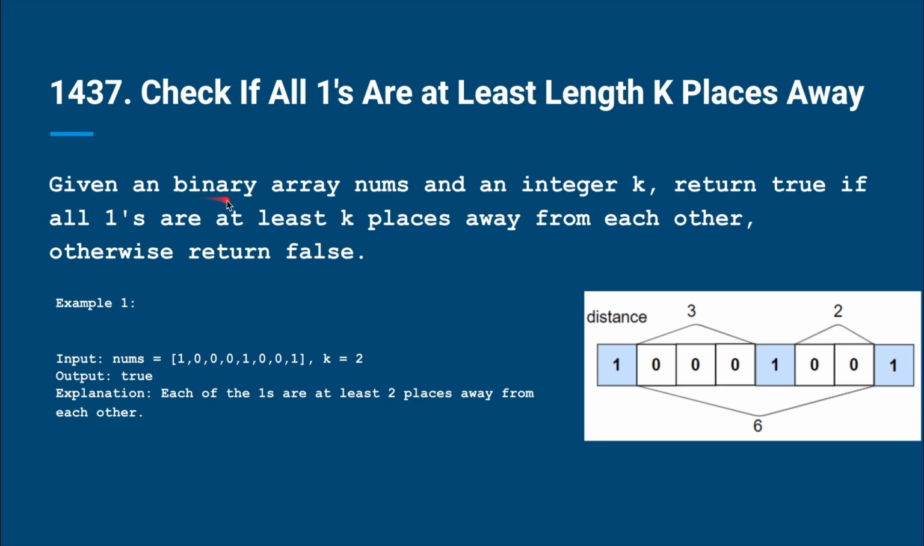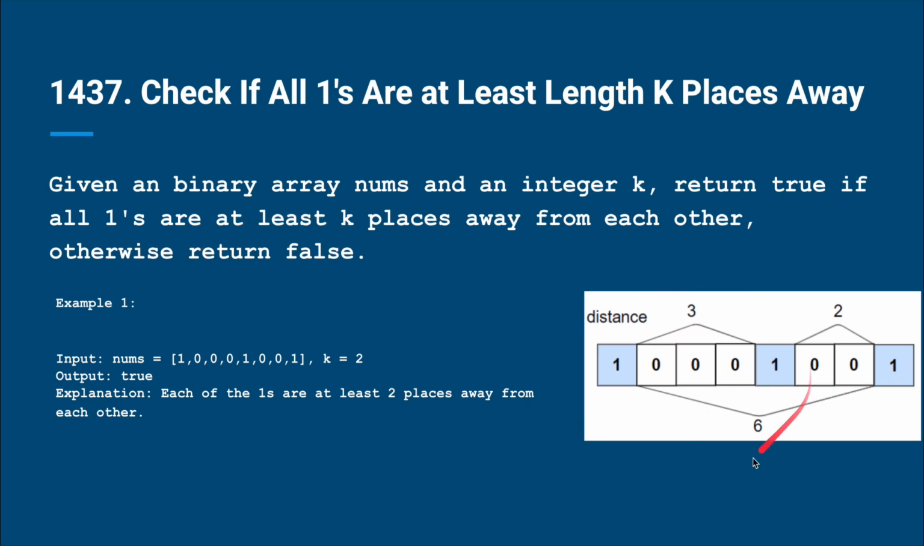Very first, the question is saying that we are given a binary array nums, right? We have given binary numbers in the array elements, you can say, and an integer k. Two things we have given. As you can see, nums is given as a binary array, and k is equal to 2. Return true if all ones are at least k places away from each other. Otherwise you have to return false.